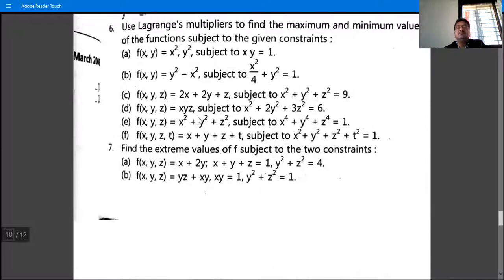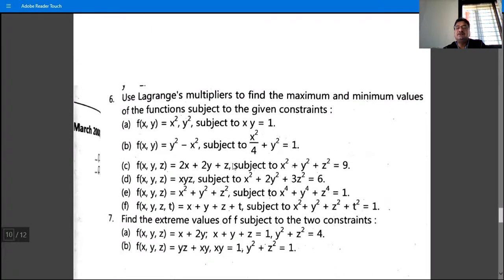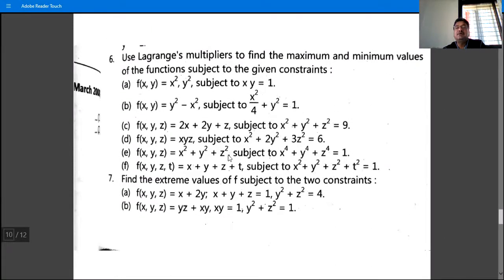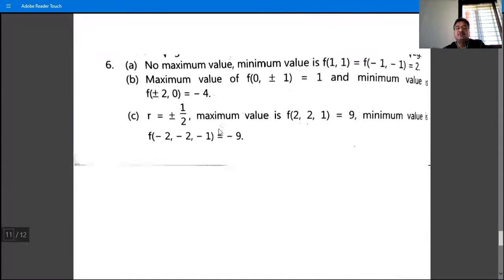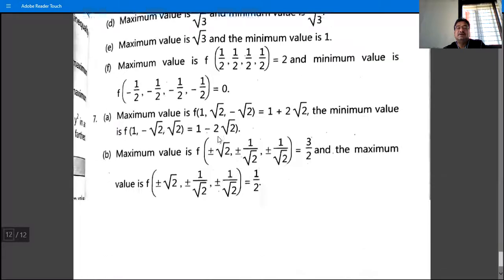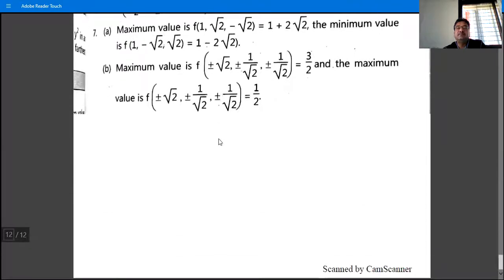So these are some exercise problems for homework on Lagrange's method of undetermined multipliers. So solve all these problems. These are the answers of the problems. So solve all these problems in your assignment notebook.